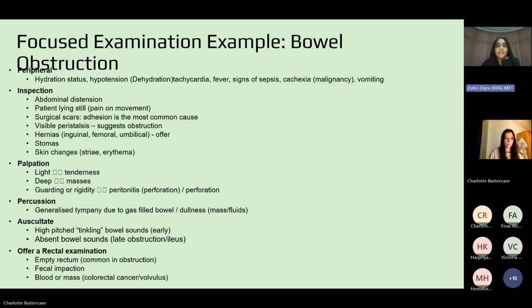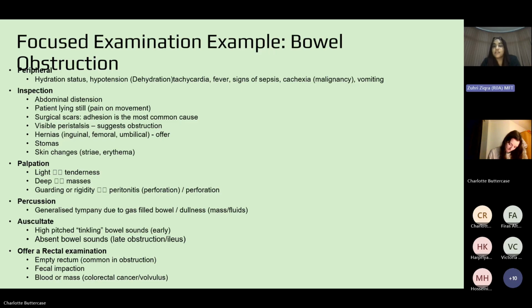So similar thing, always start with the peripheries. I wouldn't do a hydration assessment straight away, but just look at them. Are they dehydrated? Check their observations, or mention that you will check their observations for things like hypotension. Are they tachycardic? Do they have a temperature? Are they vomiting? Is it bilious? Is it fecal matter? Then always go on to your inspection as normal.